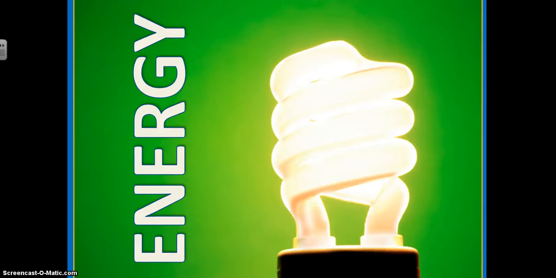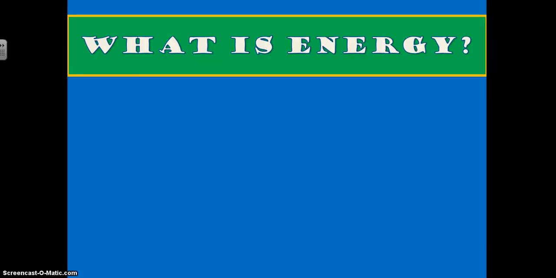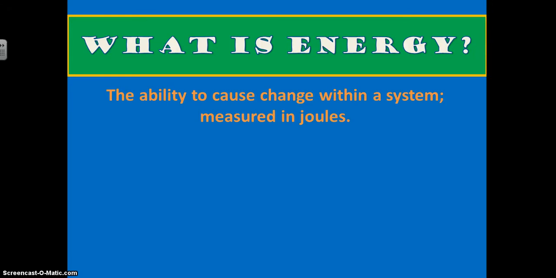Energy. Let's start with the definition of energy, or what it is. It is the ability to cause change within a system, and it is measured in joules. Now, a system is anything that you want it to be. Let's say you raise your hand in the air to get your teacher's attention. Well, there was a change in the position of your arm. So there was a change in that system.